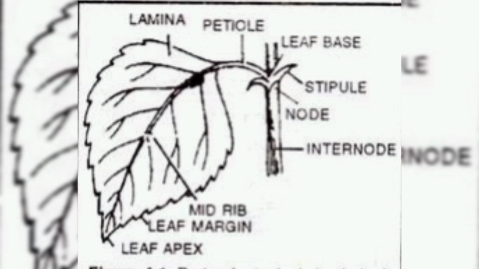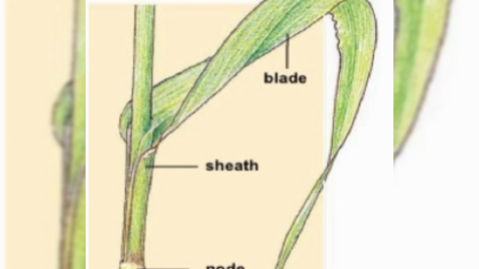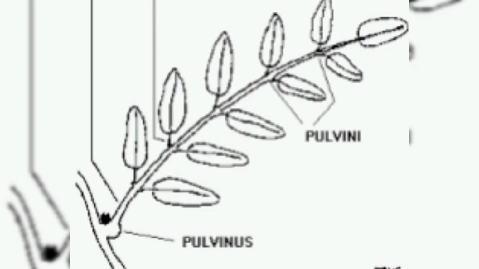called stipules. In monocotyledonous plants, we can see sheathing leaf base. In this, the leaf base expands into a sheath which covers the stem partially or wholly. In leguminous plants, the leaf base becomes swollen and is called pulvinus.